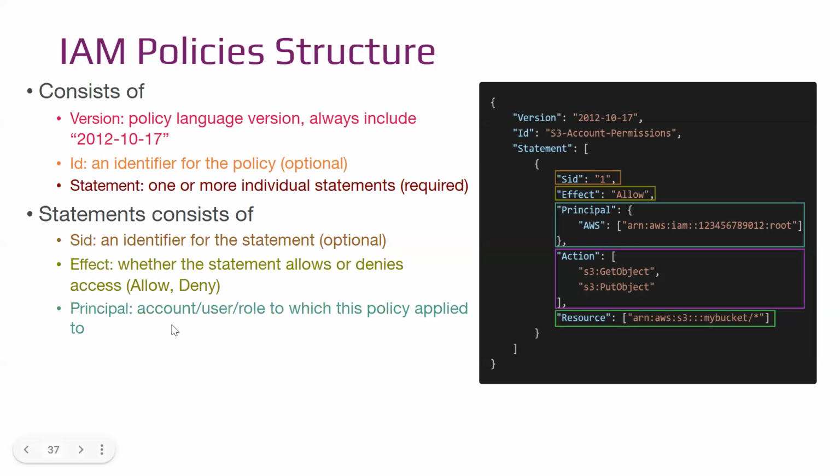Principal says that this statement is connected to an account, user, or role to which this policy is to be applied. If you see here, policies under AWS, this is the ARN. If you remember, yesterday we said that each resource has a name called ARN, Amazon Resource Name. Here, arn:aws:iam:: then this is the account ID, and this root is the username.